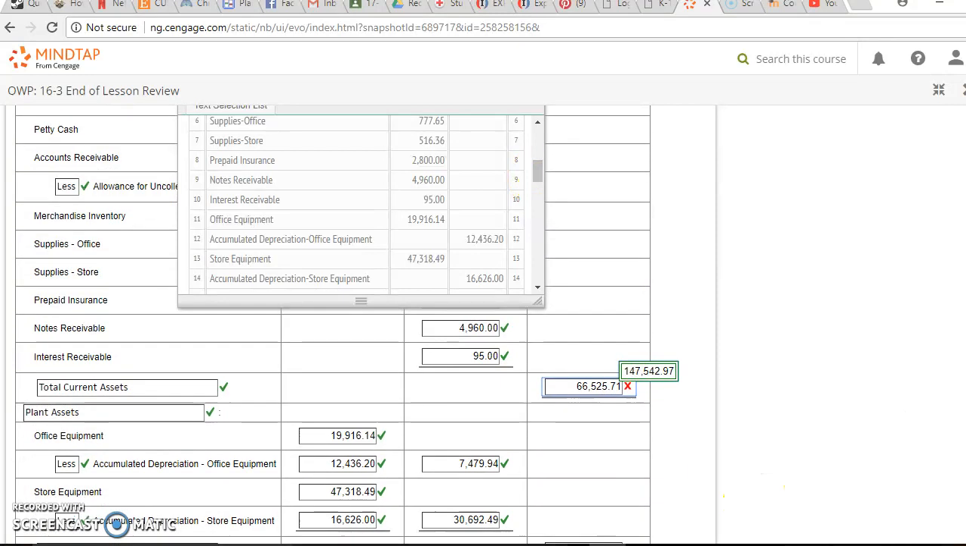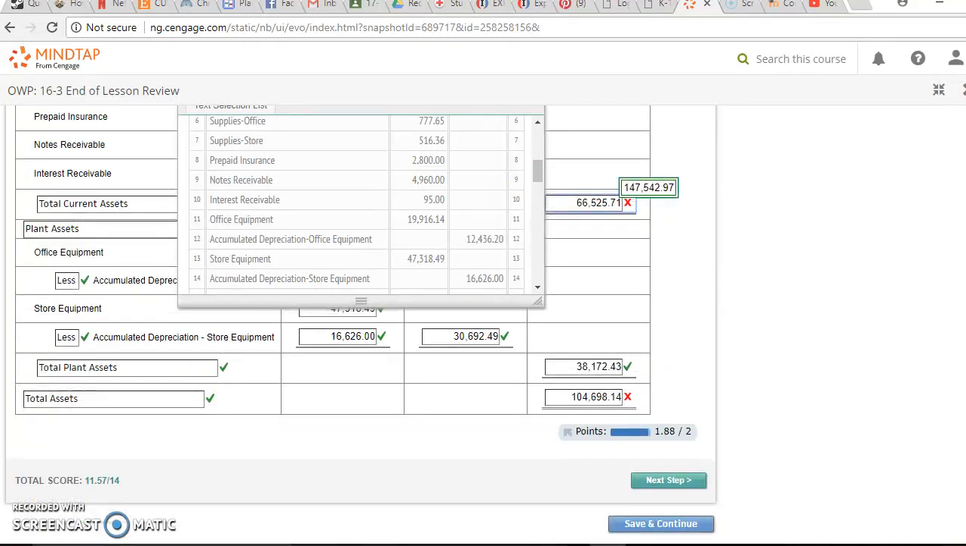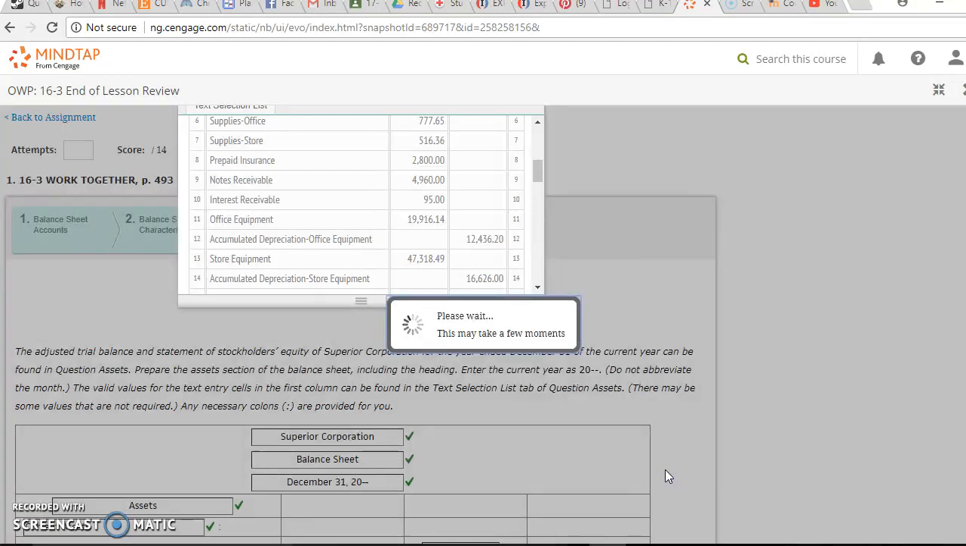So there's our total current assets. And then, of course, this one's going to be off because I added that one wrong. So 185,715.40 on the other one.